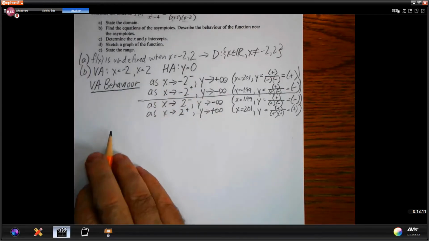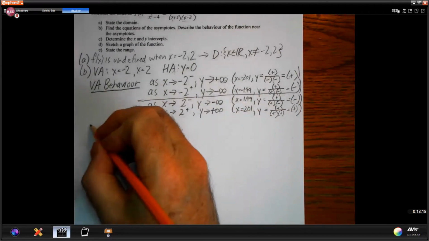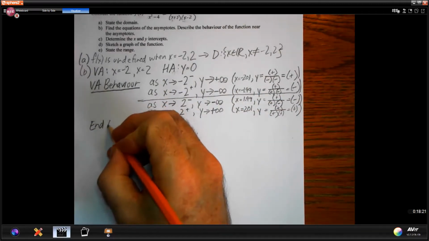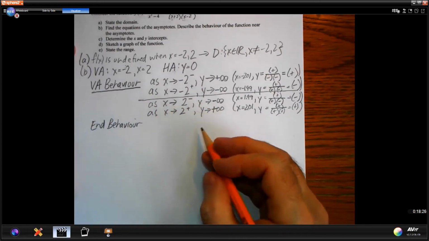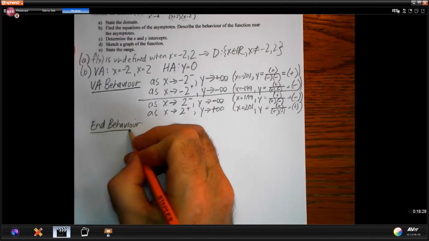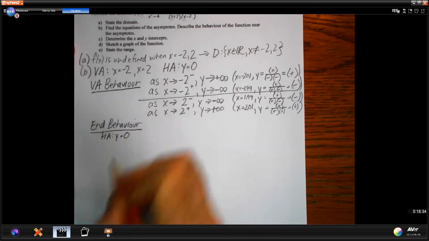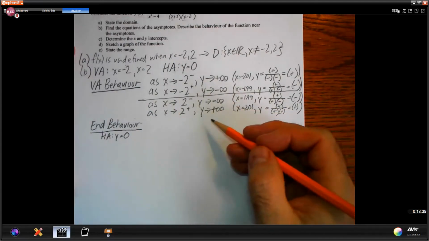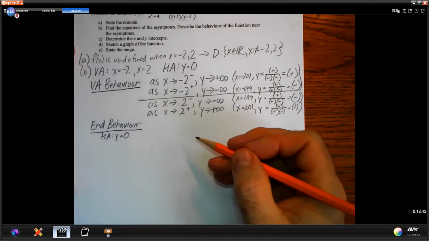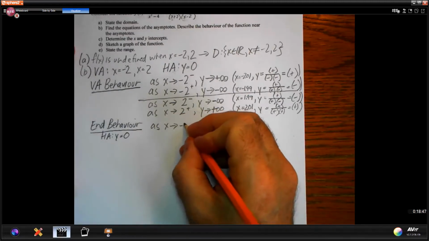Now we're going to do the other asymptote, the horizontal asymptote. The behavior there, we call that end behavior because it's basically as x goes towards positive or negative infinity. So this is directly related to the horizontal asymptote at y equals 0. So we do it slightly different this time. We're not going towards a vertical asymptote. We're going towards, first of all, as x approaches -infinity.